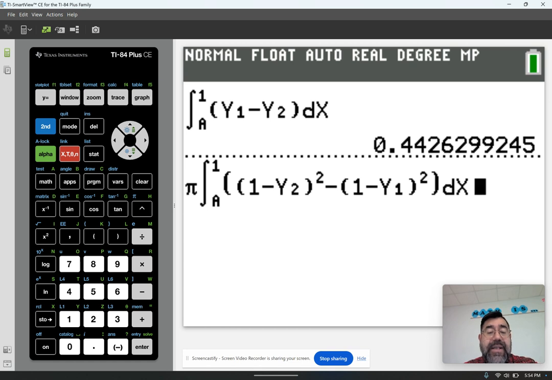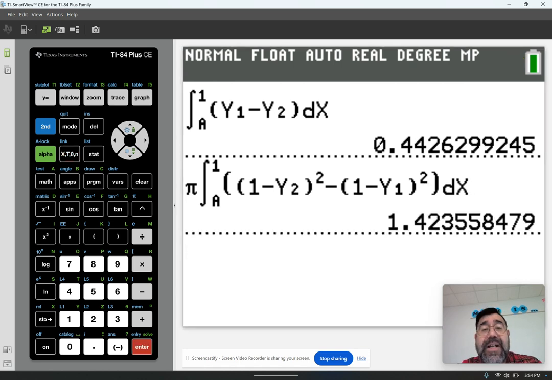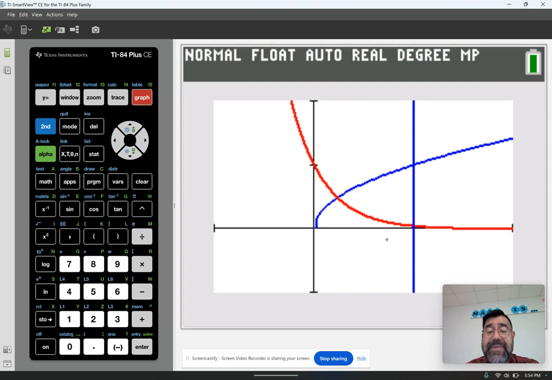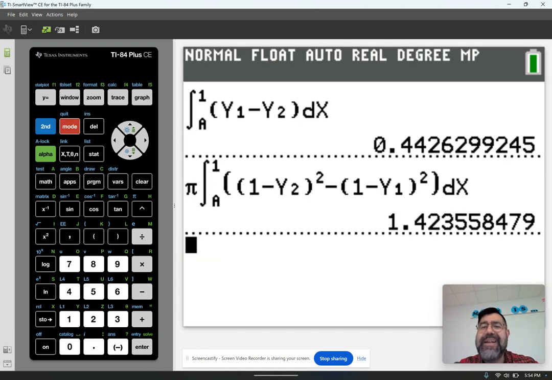So here I have pi times the integral from that intersection point to 1 of 1 minus e to the negative 3x quantity squared minus 1 minus square root of x quantity squared. When I press enter, this is the volume of that three-dimensional shape. And you might say, that's pretty small. Well, remember, the graph we're looking at is trapped between 0 and 1 and 0 and 1, so it's less than 1. When I do my whole volume of revolution, it's not going to be a big number.